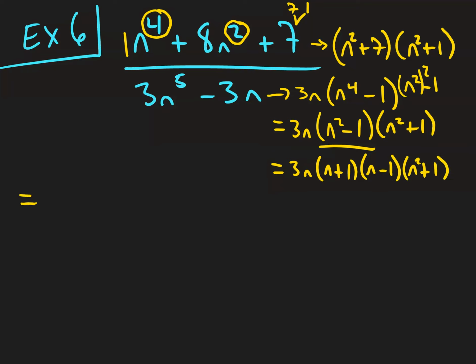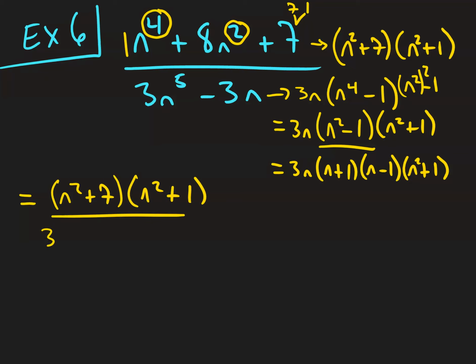Now, let's go ahead and write our new factored expression here, which is going to look like n squared plus 7 times n squared plus 1 over 3n times n plus 1 times n minus 1 times n squared plus 1.